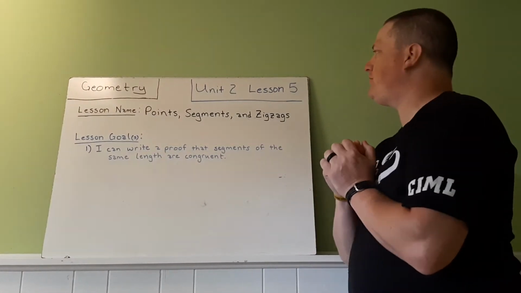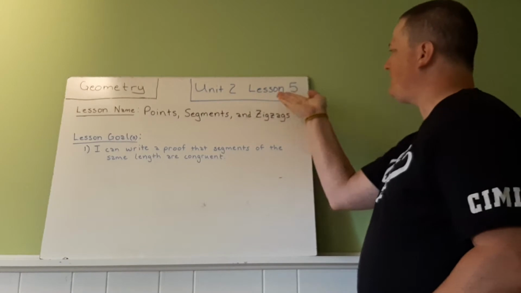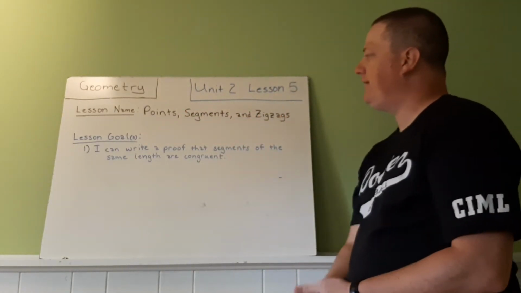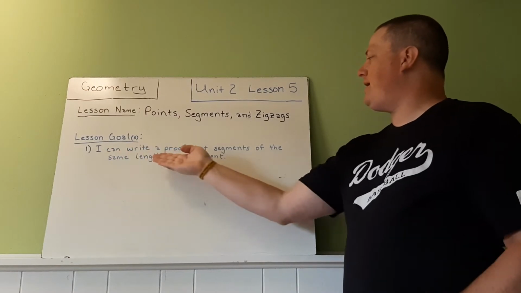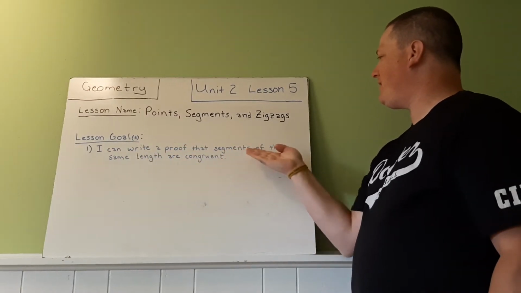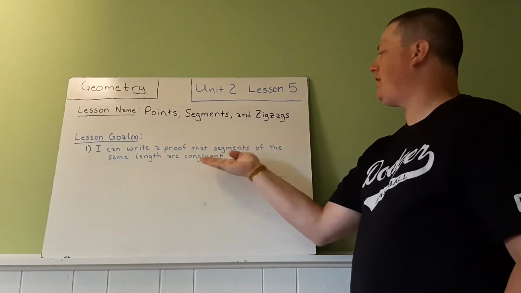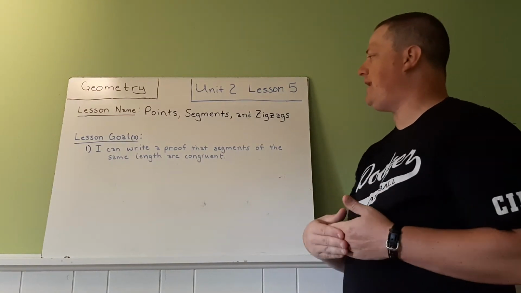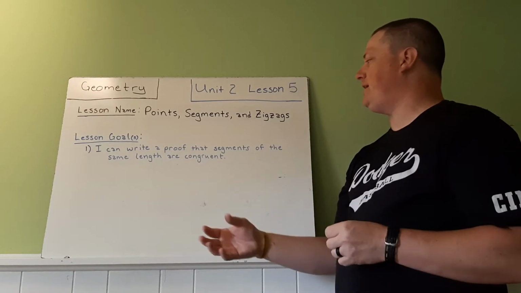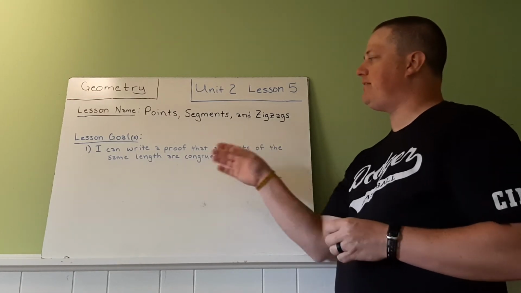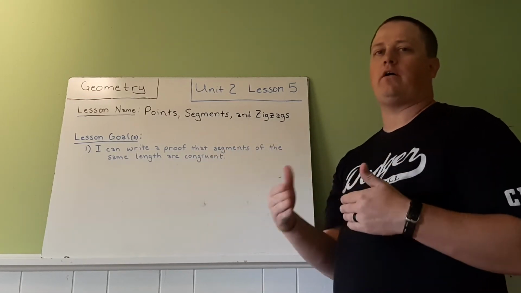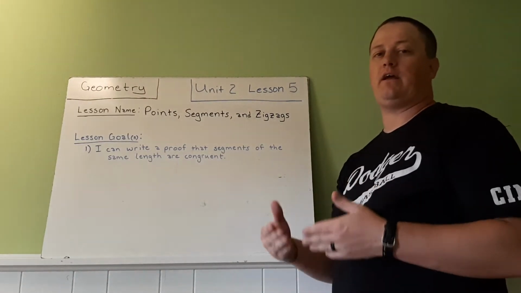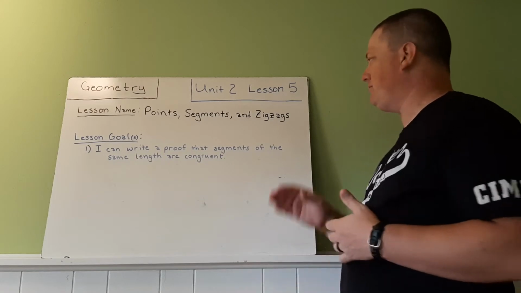All right, geometry students, let's look at Unit 2, Lesson 5, Points, Segments, and Zigzags. I can write a proof that segments of the same length are congruent. So this is showing that we are capable of writing a proof that would then show that segments of the same length are, in essence, congruent. It's identifying that congruence is equal.